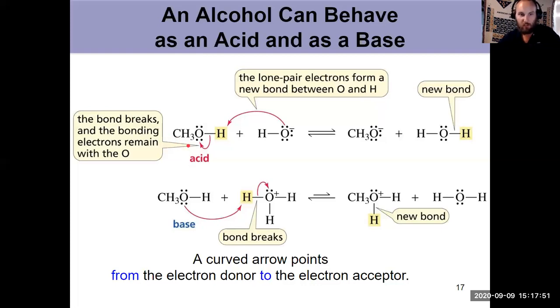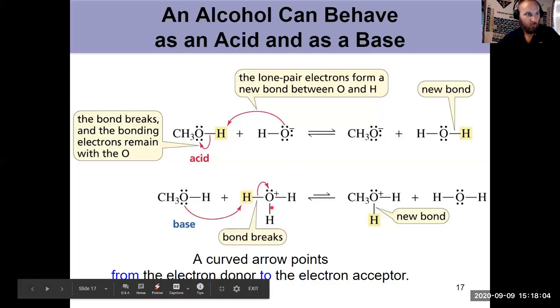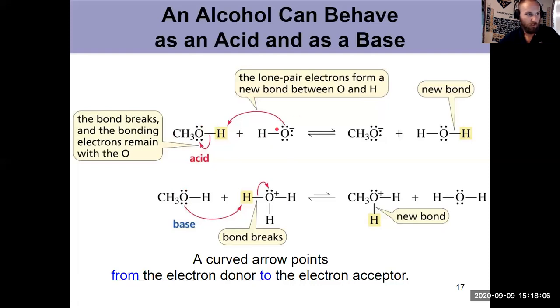Important slide. Make sure you know what's going on here on slide 17. On the top, we have methanol acting as an acid with hydroxide. And here we have methanol acting as a base with hydronium. Okay. So notice what the arrows are showing, right? That lone pair of electrons picking up the proton to form new bonds. Okay. And if there's a bond that breaks, we need to show that as well.